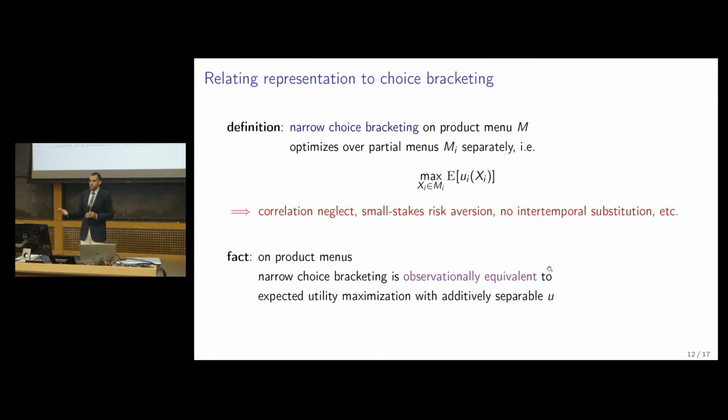But we can observe pretty straightforwardly that on product menus, narrow choice bracketing is observationally equivalent to expected utility maximization with an additively separable utility function. So to reinterpret my theorem 1, we can say that if choices are rational, tractable, and symmetric, each of which seems like a pretty mild innocuous property, then the choices are observationally equivalent to narrow choice bracketing, which leads to all these odd behaviors.